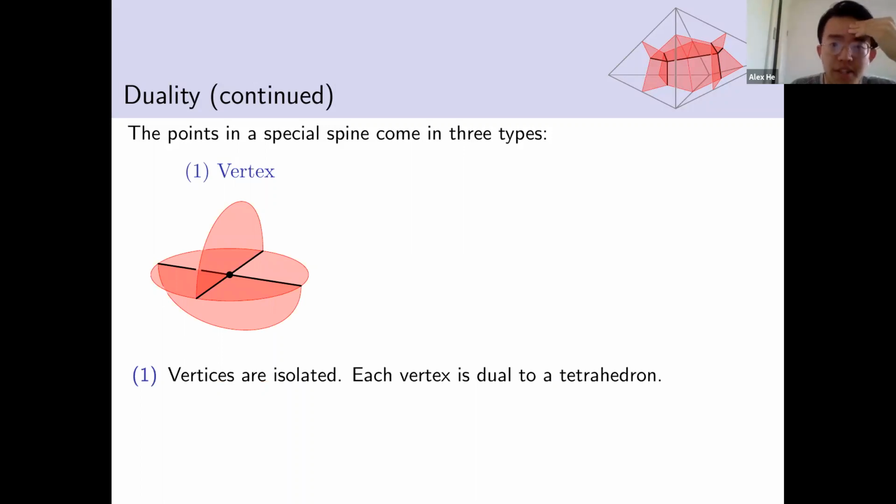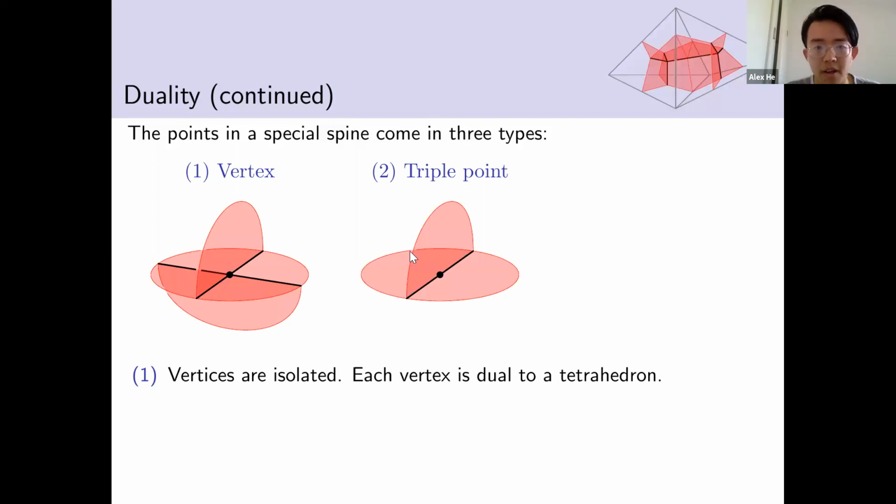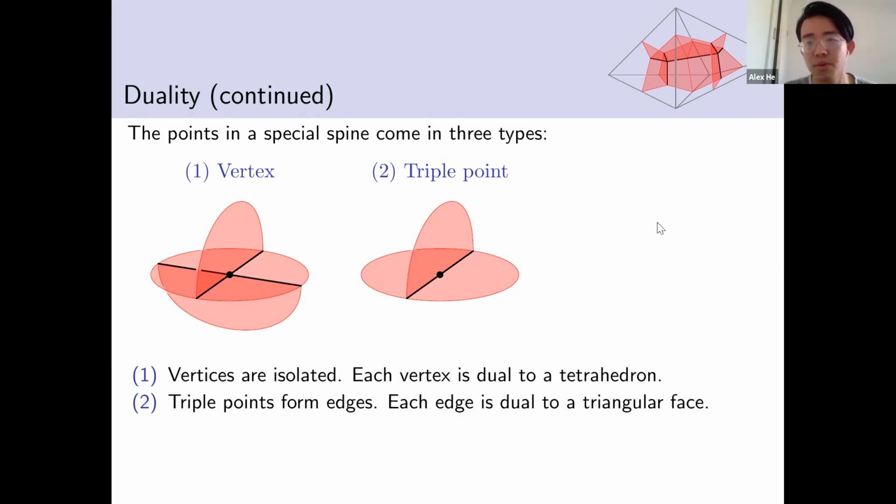So the points in your spine, as I say, come in 3 types. You've got these vertices, and they're all isolated from each other. They're discrete. You've got a vertex here and a vertex there. And as I said, each vertex corresponds to a tetrahedron. You've got edges where the neighborhood looks like you've got 3 pieces coming in. So these correspond to your edges, right? Every time you've got an edge going out, you've got 3 faces emanating out from that edge. And the point is that's dual to a triangular face, as I said.